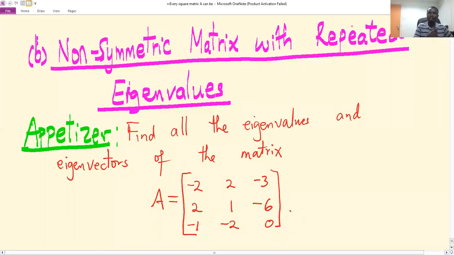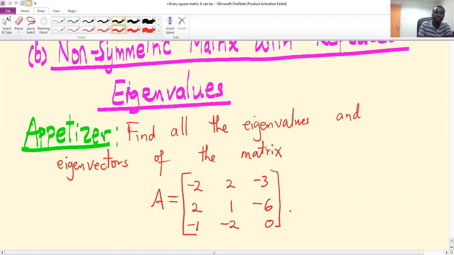Welcome to this session. In this session, we are going to solve a problem on determination of eigenvalues and eigenvectors. A matrix that is not symmetric. So remember, a symmetric matrix is a matrix which is the same as its transpose. But for this case, the kind of matrix we're going to deal with does not obey that property: the transpose of the matrix is not the same as the matrix itself.